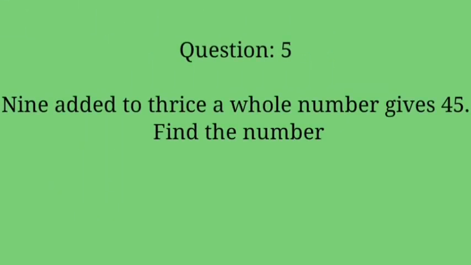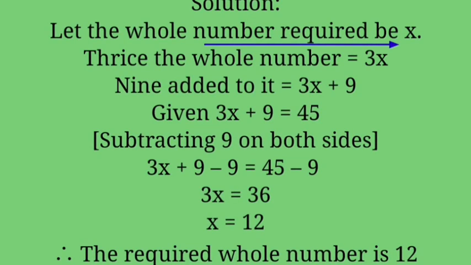Next, question number 5. 9 added to thrice a whole number gives 45. Find the number. To find the answer, let the whole number be x. By the question, thrice the whole number, which is equal to 3x, should be added with 9. That means 3x plus 9, which gives 45. Therefore, 3x plus 9 is equal to 45 by the question.